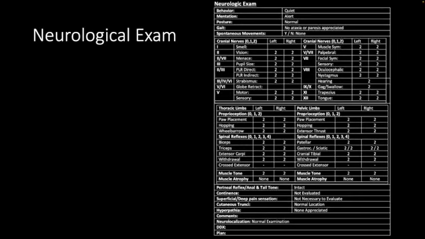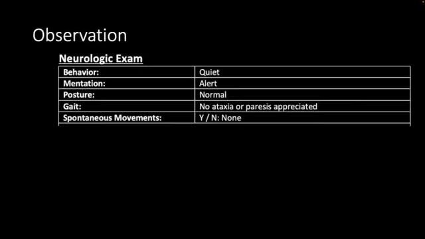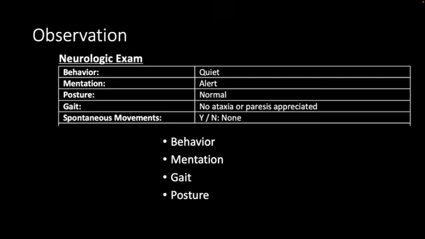This will be part 3 of the neurolocalization lecture series, and we'll cover gait and posture when it comes to the neurologic exam. I like to break it up into 2 parts. There are the things that can be observed and things that need hands on the patient, such as proprioception, cranial nerves, and segmental spinal cord reflexes.